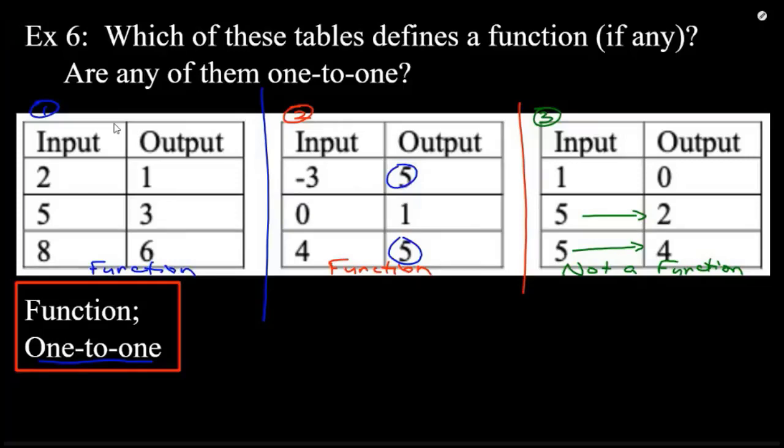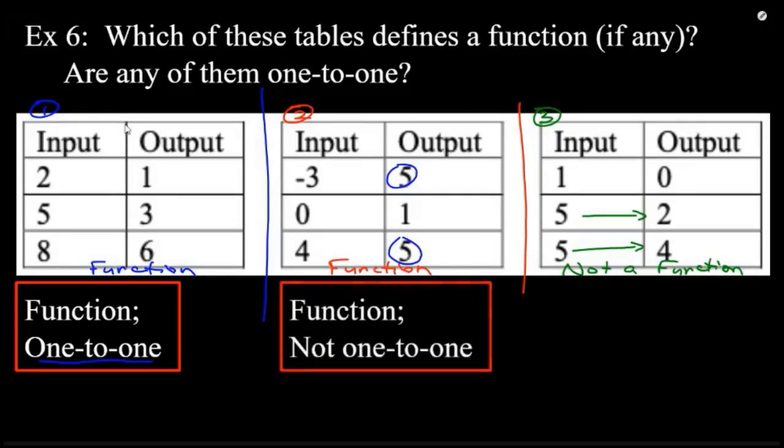This example here is like you go to Walmart and you have two different items that have the same price. That's okay, but it's not a one-to-one function. That'd be like the very special store where every item has its own separate price. Okay, so this one is going to be not one-to-one, even though it is a function.